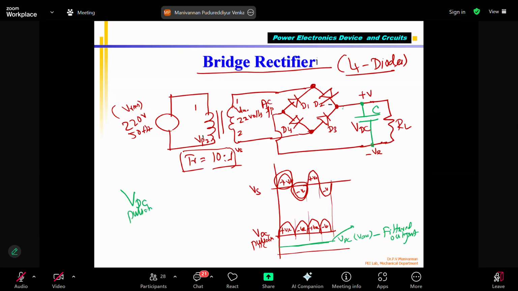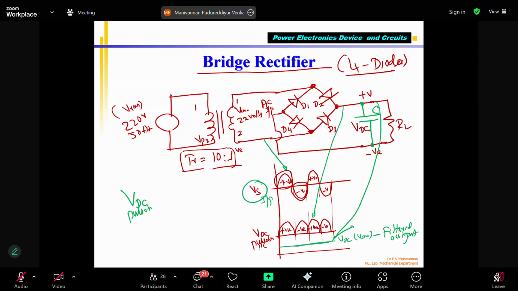Where is it? This one, correct? This is the pulsating DC. This is the average DC. This is my input given to the bridge. Okay, this is input voltage supplied to bridge rectifier.